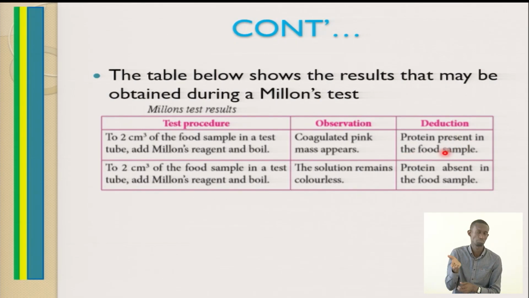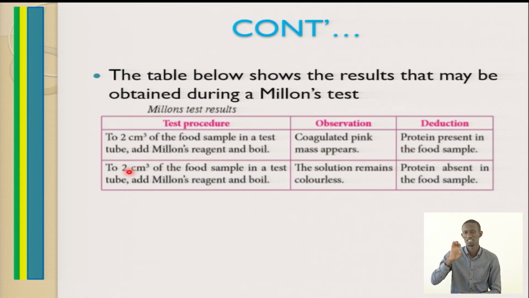We did it practically. We are now talking about the theoretical part of it. You note that if you use Millon's reagent and you boil, when you are boiling, you observe a color change, which is a coagulated pink mass that appears. That confirms the food sample contains proteins, all right?